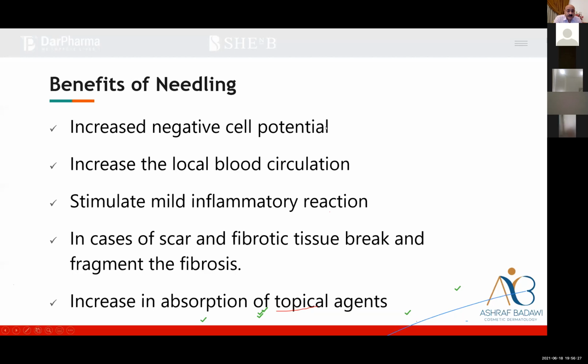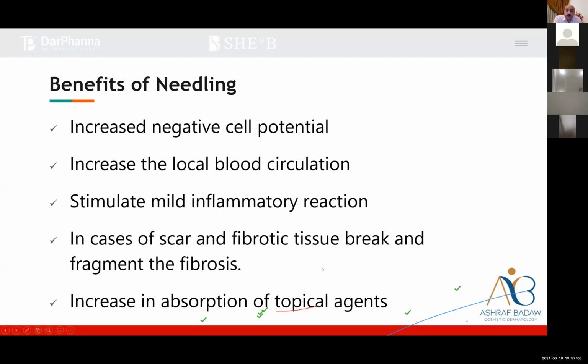As a summary, we increase the negative cell potential, and this is associated with more stimulation of regeneration, increase the local blood circulation, and this is going to bring more nutrients and growth factors, stimulate mild inflammatory action, and this will invite fibroblasts to synthesize new collagen. And in cases of scars and fibrotic tissue, the fibrous tissue is breaking and fragment the fibrosis. Why? Because with the inflammatory action, we get an enzyme called collagenase, and this collagenase is going to eat up the fibrous tissue and the fibrosis, so fibrosis will diminish in the area of the scar, and that's why we can use this for scars.